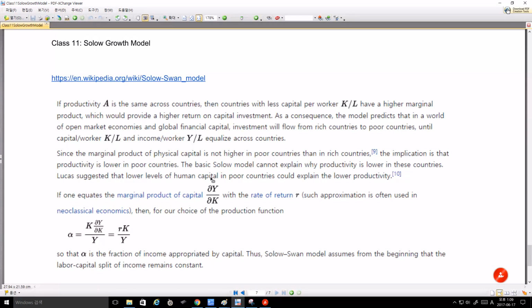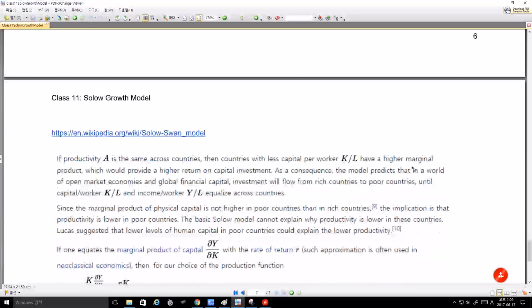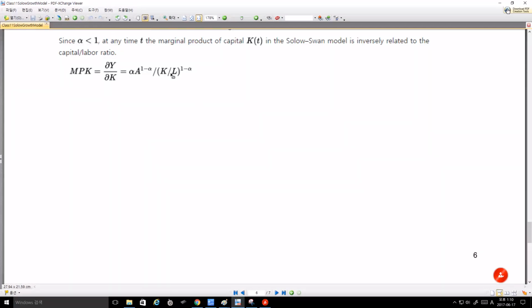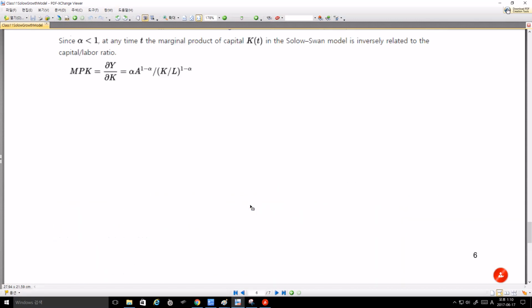Moreover, we have another interesting point. Suppose productivity A, knowledge, is the same across countries. Then countries with low capital per worker, K over L, have higher marginal product. If the marginal product of capital is high, it provides a higher return on capital investment. Per capital, we can produce more output. So to this country capital will flow, right? Because if we put more capital, we can increase output more. So capital will flow to those places.